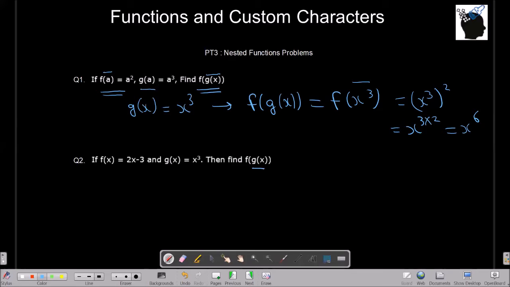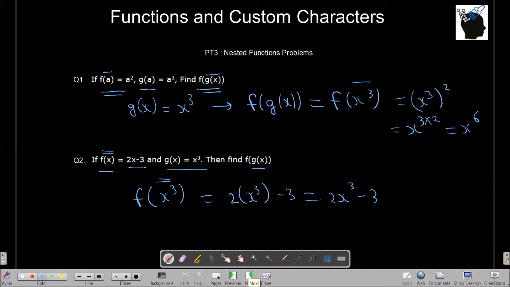Let's try to find the value of g of x first, which is already given to us as x cube. So let's replace that. So that becomes f of x cube. And we know the value of f of x as 2x minus 3. We'll again compare what is inside the bracket. So we have to replace x with x cube and have this value as 2 of x cube minus 3, which is nothing but 2x cube minus 3.